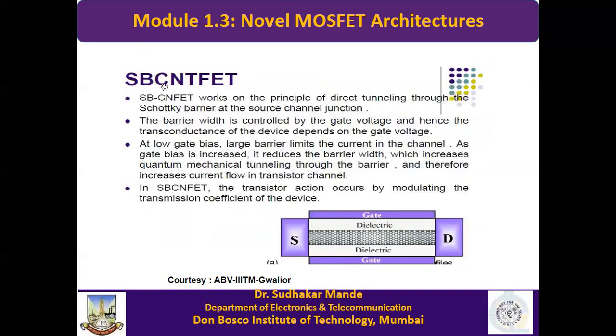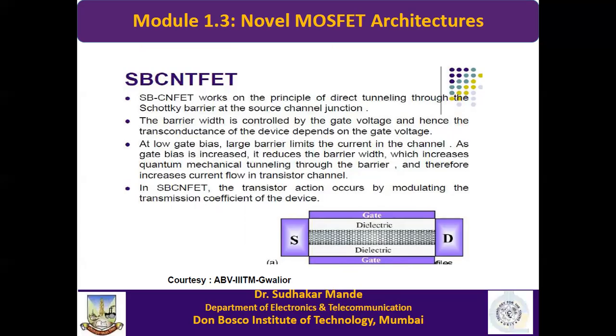Now what happens in an SB CNT FET? SB means Schottky barrier. Schottky barrier means basically there is a junction between this carbon nanotube and this source. Source is metal, and drain is also metal. In a normal MOSFET, electrons cross the barrier between source and channel, and they enter into the channel. But in the case of a Schottky barrier, electrons will not cross the barrier, but they will tunnel through the barrier.